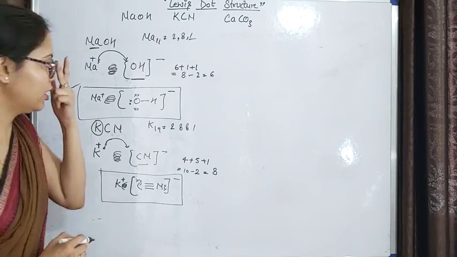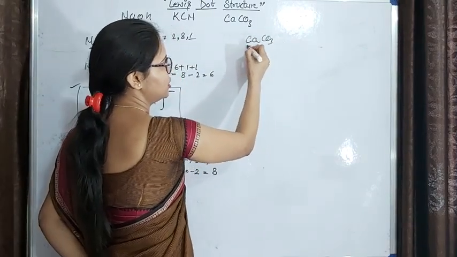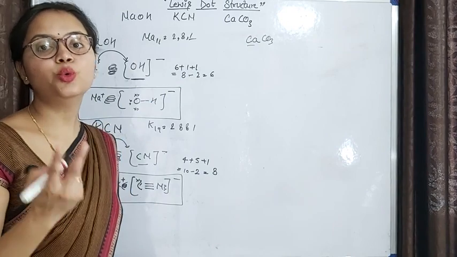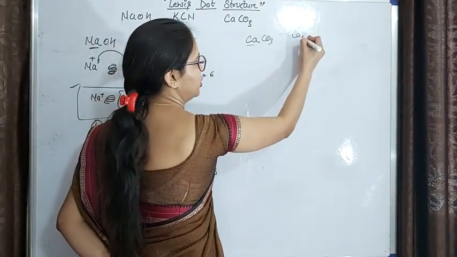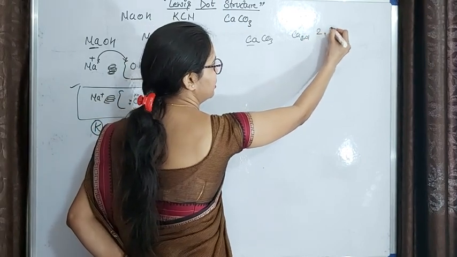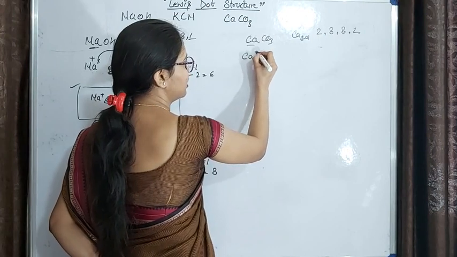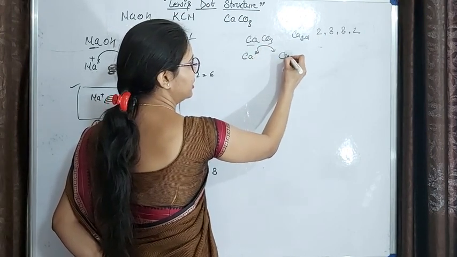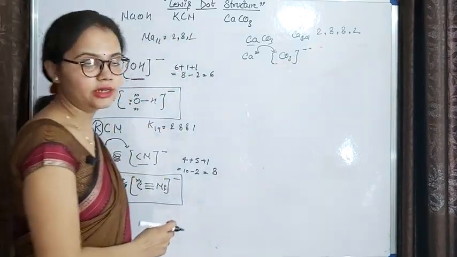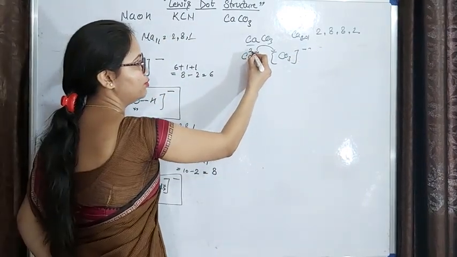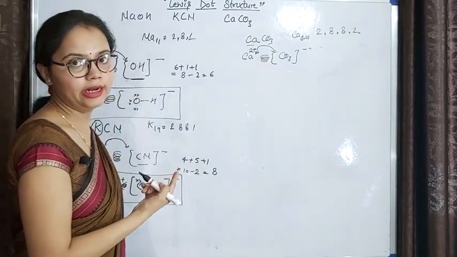Now let's talk about CaCO3. In CaCO3, calcium has 2 electrons in its outermost shell, 20, so 2, 8, 8, 2. It will lose these 2 electrons, and carbonate will take these electrons, and we have to show 2 negative charges here, and here we will show 2 positive. Because of this positive and negative charge, an electrovalent bond will form.